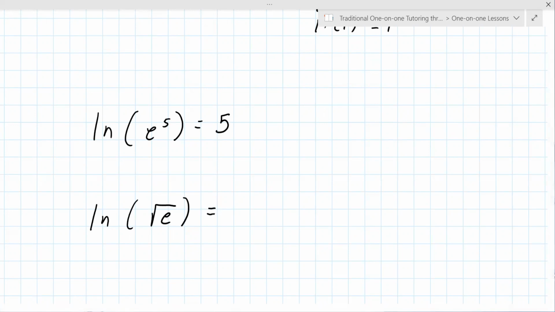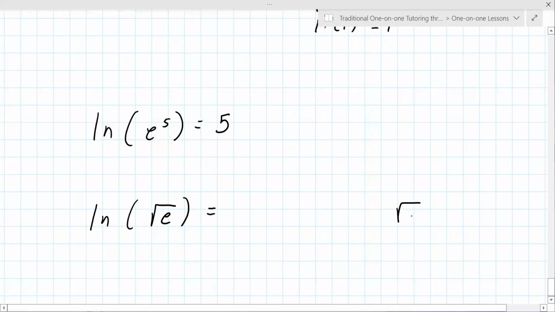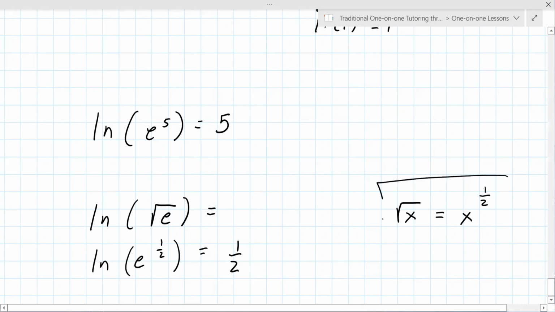What I'm really asking you in this problem is, the square root is what in terms of an exponent? If you recall, square root of x equals x to what power? What's the exponent? 1/2. Yeah, 1 half. So this is really natural log of e to the 1 half power. And now it's a lot like the last one. So that just equals 1 half.